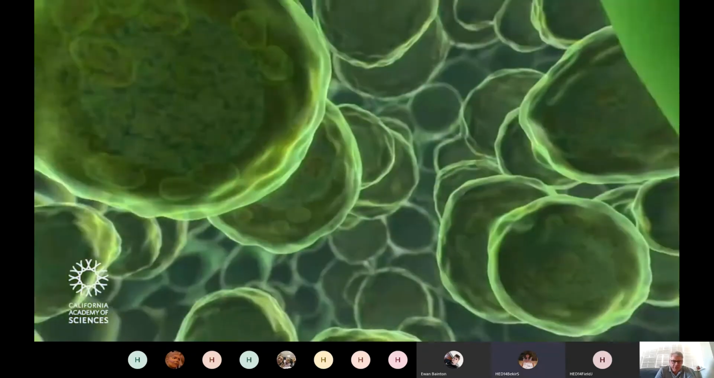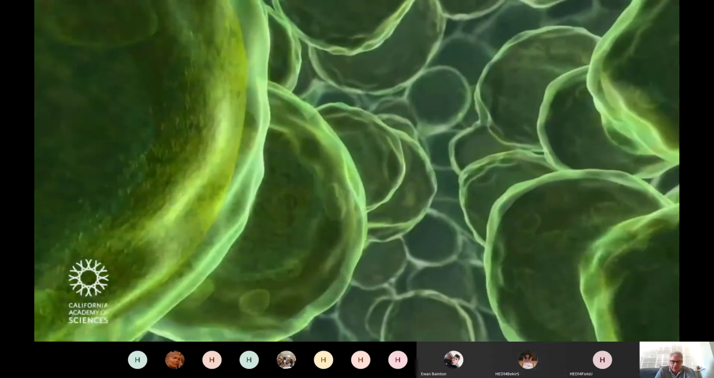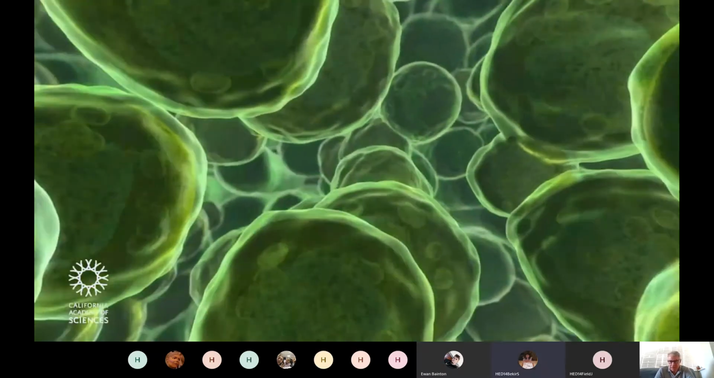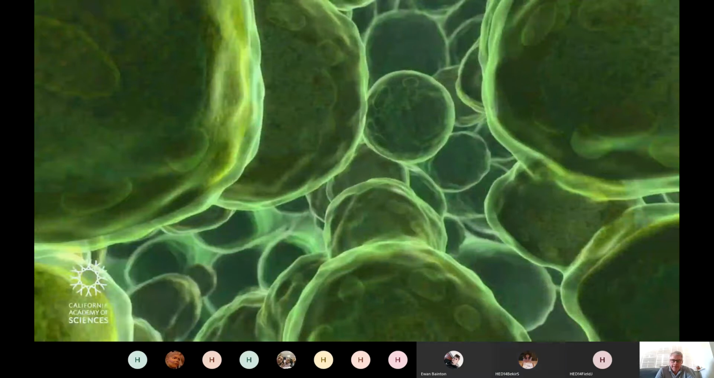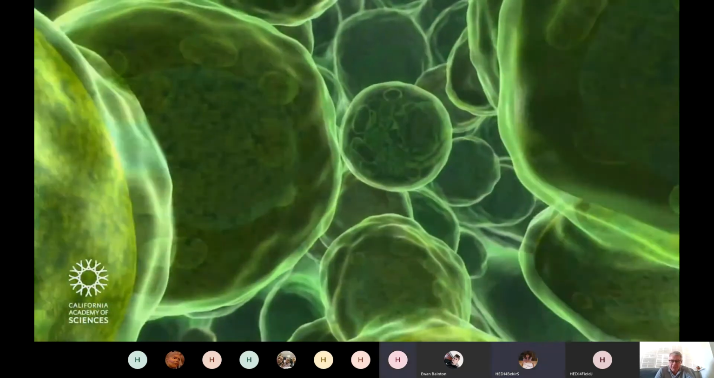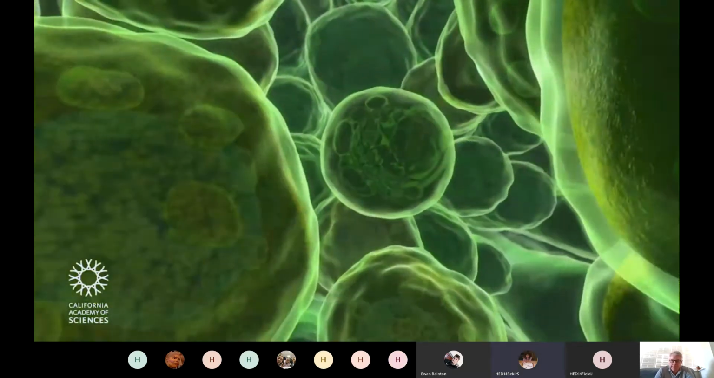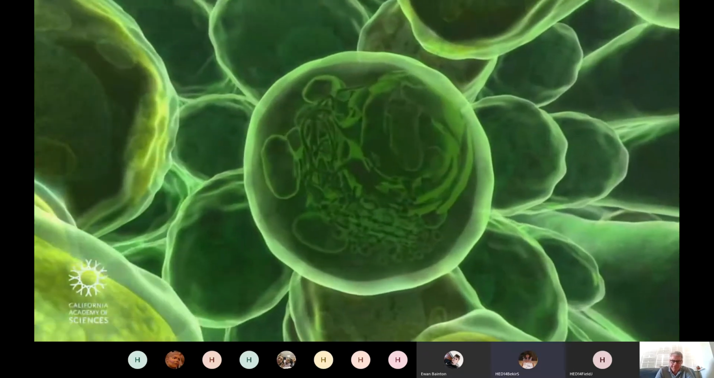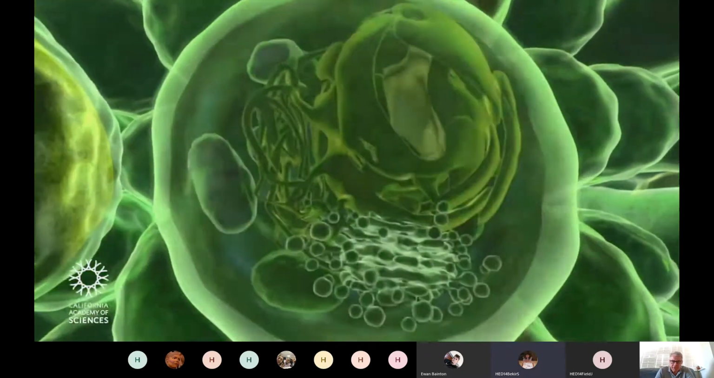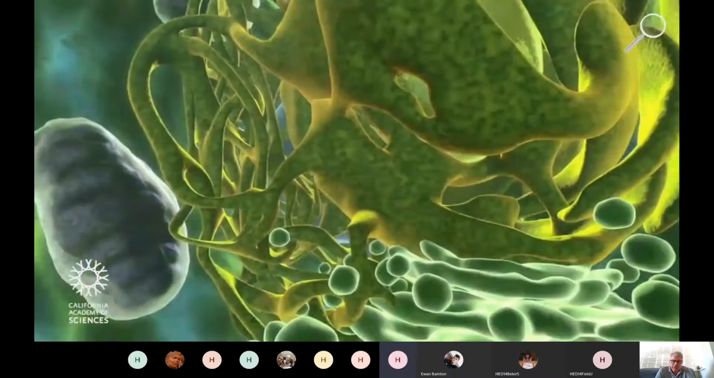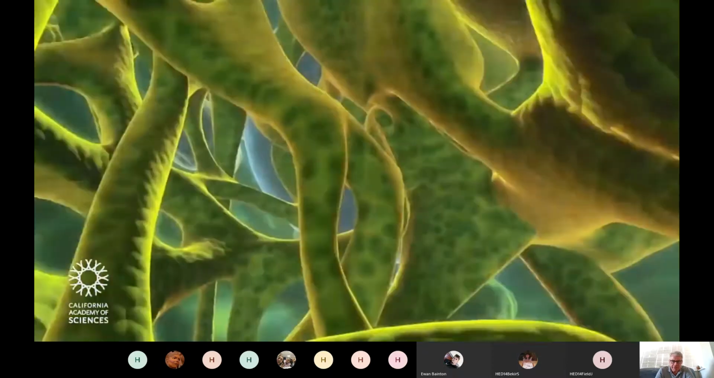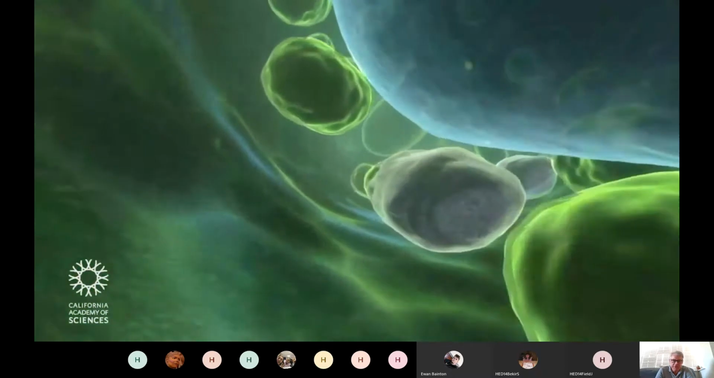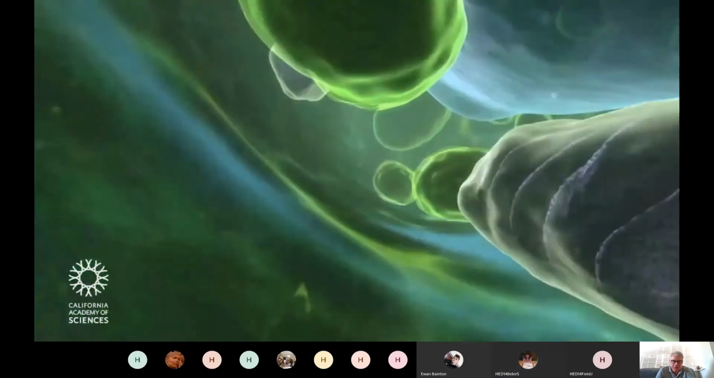Right, through the stoma. These are the spongy mesophyll cells travelling through an airspace in the leaf towards the palisade mesophyll at the top of the leaf, which is where most photosynthesis occurs. Into the cell. There's endoplasmic reticulum. There's the nucleus. The purple things are the mitochondria. The green things are the chloroplasts.